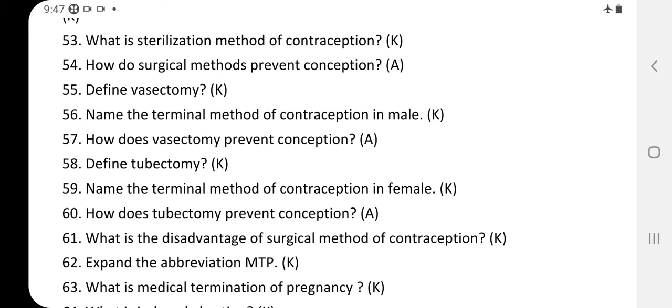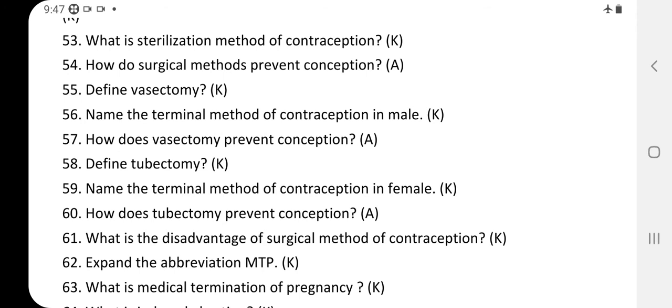Next, 56th. Name the terminal method of contraception in male. These surgical methods are only considered as the terminal methods of contraception. In the case of the male, the terminal method of contraception is the vasectomy.